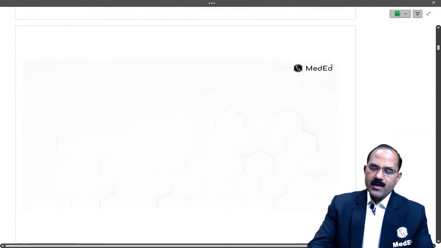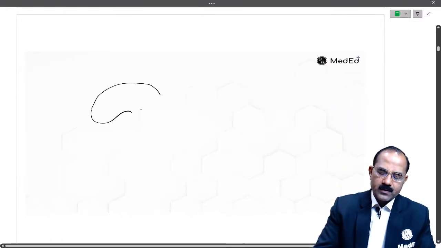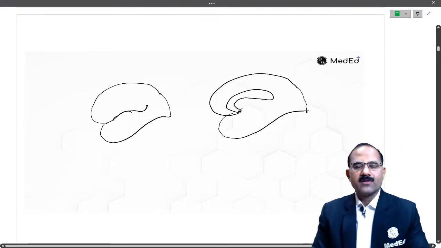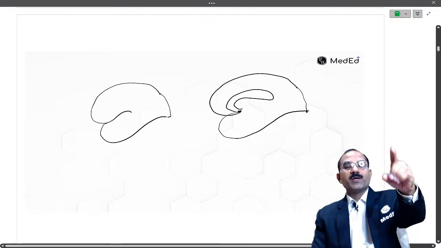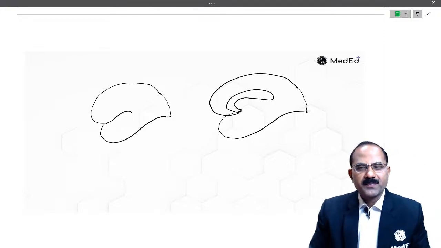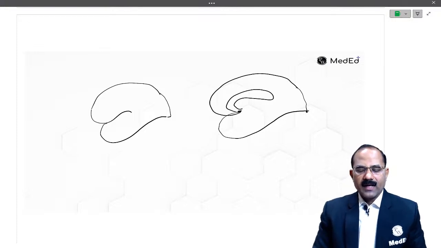Okay, fine, children. Now just look at this slide and tell me, what is the artery which lies in the lateral sulcus? There is a medial surface and a supralateral surface, right? So tell me, what is the artery which lies in the lateral sulcus? Answer this. That's a very important MCQ for you. Come on, anyone?